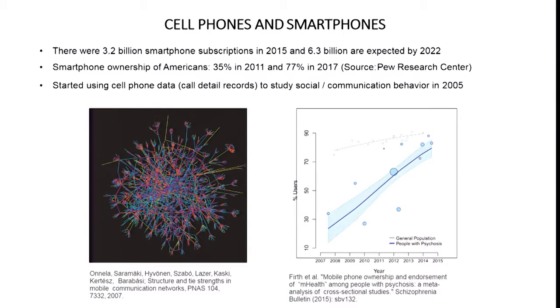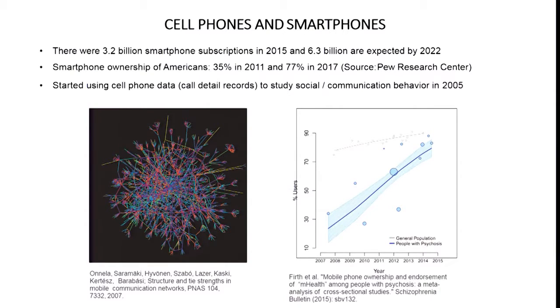In 2015, there were 3.2 billion smartphone subscriptions globally. And by the end of 2022, the expected number is 6.3 billion. These are amazingly high numbers. If we look at smartphone ownership in the United States alone, in 2011, 35% of US adults had a smartphone. In 2017, the number was 77%, and by now it must be somewhere around 85%.